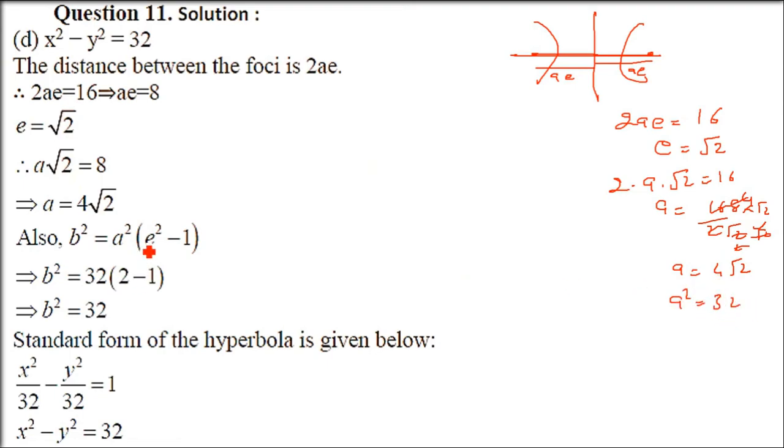When you put it in this equation, b square equals a square into e square minus 1, with a square as 32, you will get b square as 32. So x square by 32 minus y square by 32 equals 1. Multiply both sides by 32, and you will get option D as the correct option.